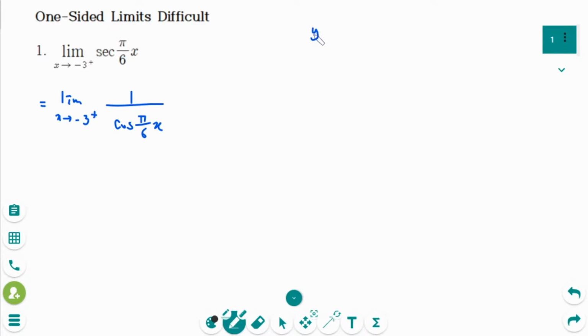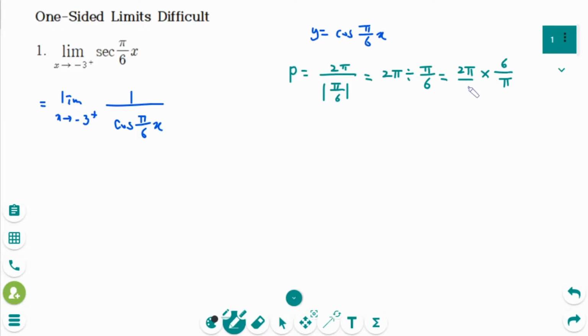Now we need the graph of y equals cosine pi over 6x. The period of the graph is 2 pi over absolute value b, which means 2 pi divided by pi over 6. Then 2 pi times upside down 6 over pi. Then make fraction, then cancel the same number. Answer is 12. Therefore, period is 12.